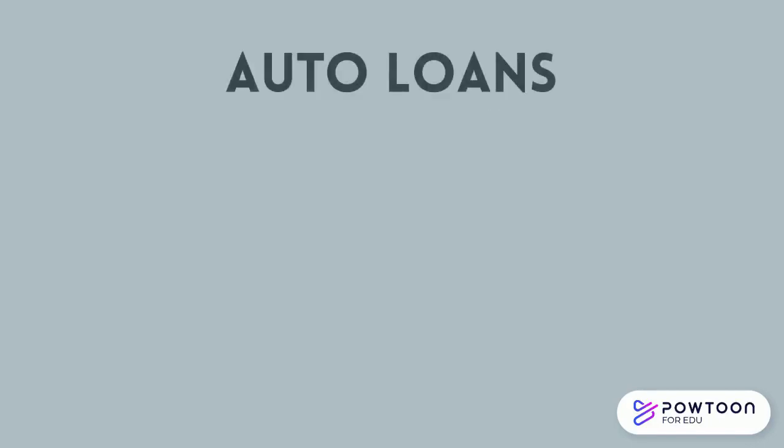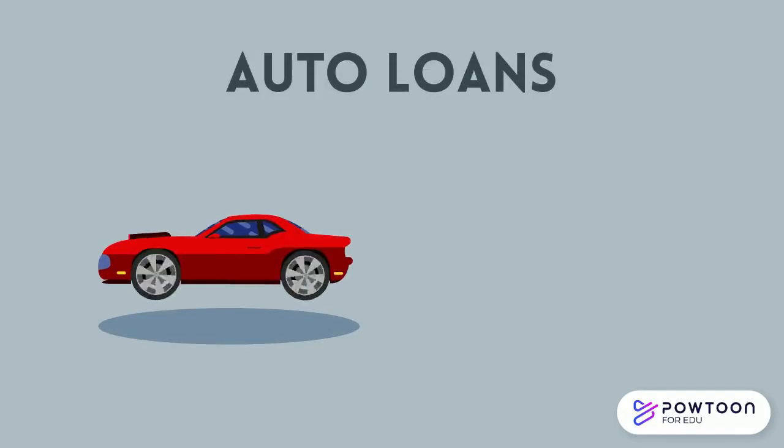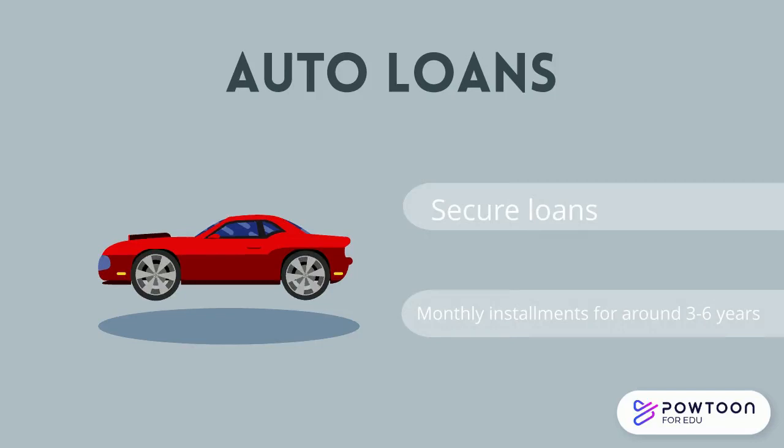And finally, auto loans, which are loans people take out to buy cars. Like houses, cars are expensive, man, but for some, they are the only feasible method of daily transportation. They're very similar to mortgages as they are secure loans, and those with auto loans would be paying monthly installments for around 3 to 6 years, with the car as collateral.